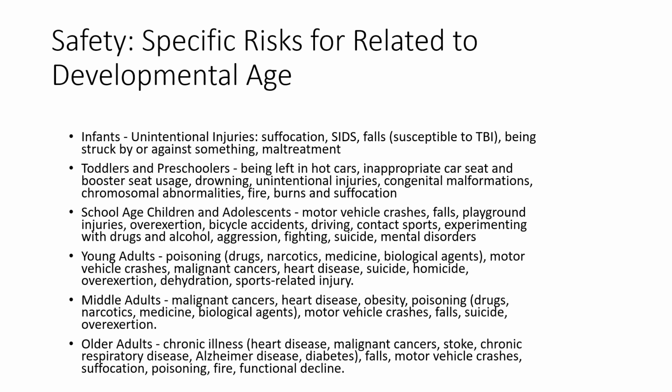Motor vehicle crashes, malignant cancers are hitting young adults at several different rates, and different things are definitely a developmental thing that we want to look for. Heart disease, it's starting earlier and earlier and earlier. We really need to look at the risk factors for heart disease in our young adults. Suicide, homicide, overexertion, dehydration, especially right before college. A lot of them say, I want to get into college with my sports, but they'll keep going and going and going. They'll end up dehydrated, overexerted, and with injuries.